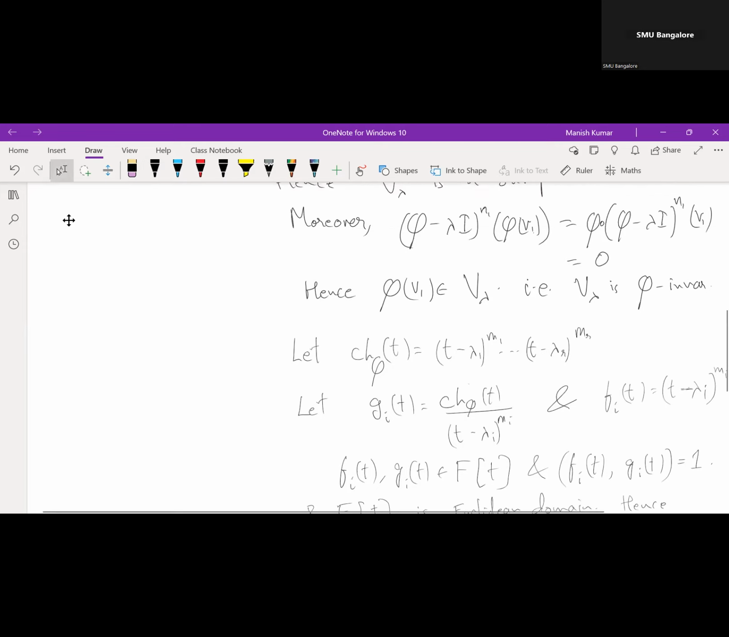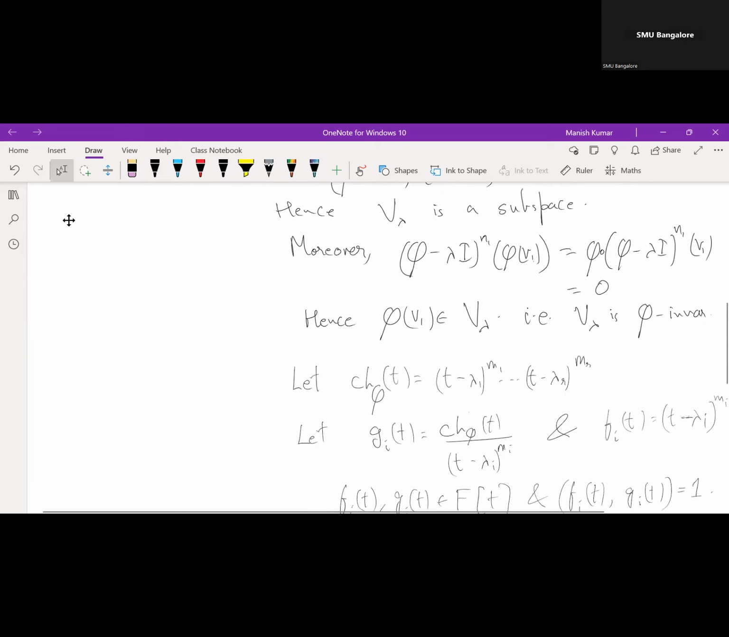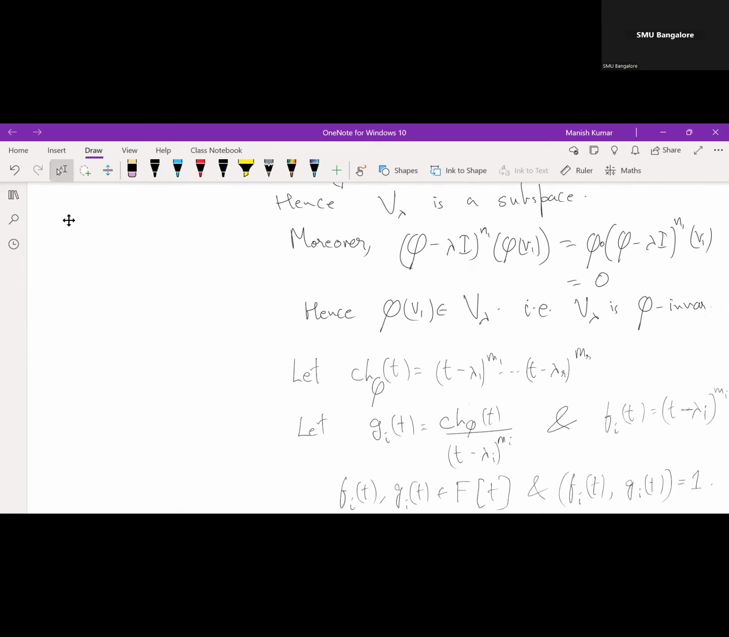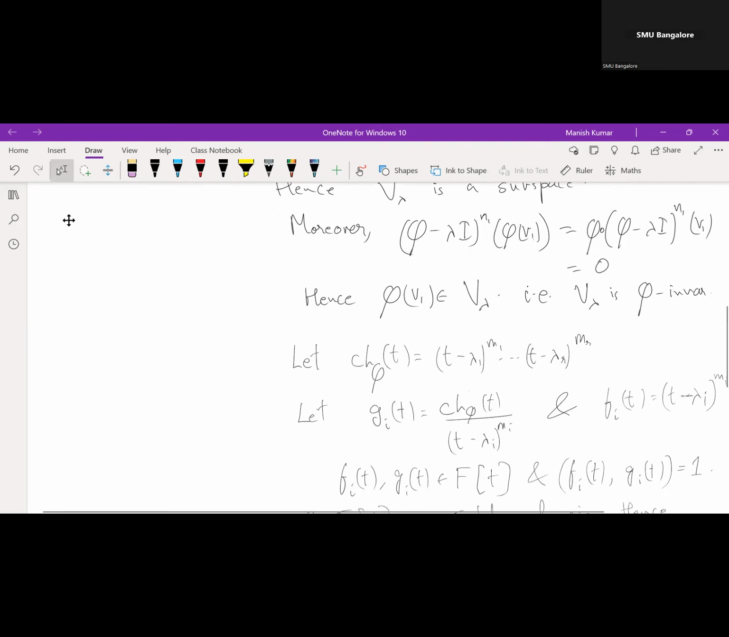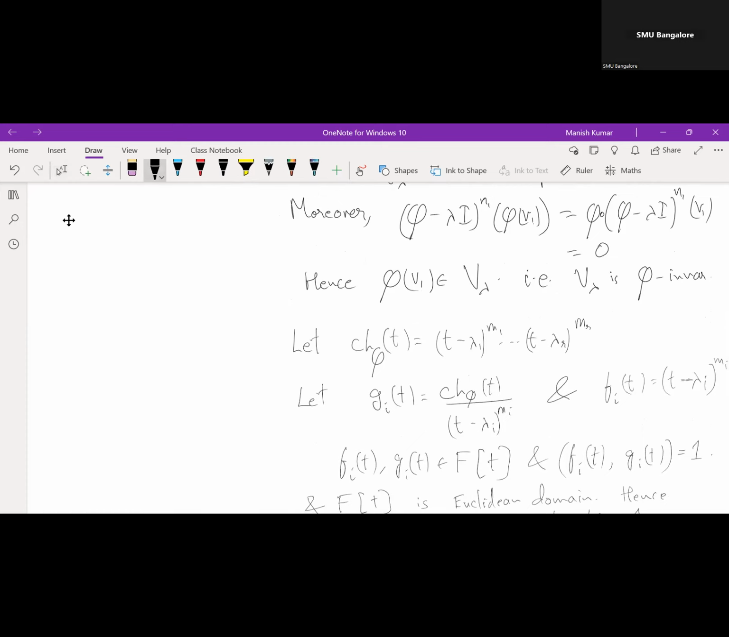We'll use induction on the dimension of V in some sense, or the number of roots of the characteristic polynomial, if you like. Well, maybe induction on the dimension of V is simpler. So consider this polynomial. What you do is you remove one of the factors. So Gi is the characteristic polynomial of phi divided by (t minus lambda i) to the mi. So you are keeping all the factors except for the ith factor.